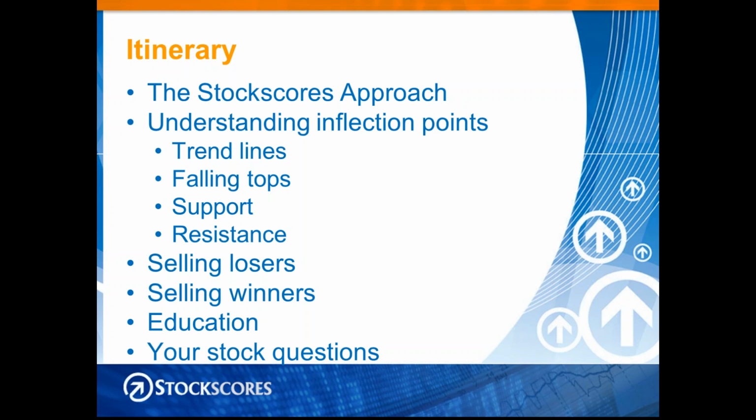All right, so the itinerary for today's presentation, we will begin by talking a little bit of theory about the stock scores approach, why I use charts, what fundamentals are, that sort of thing. Then we're going to talk about some of the key concepts to determining when to exit a trade. And we'll begin with something called inflection points. Then we'll talk about trend lines, falling tops, support, resistance. Talk about when to sell our losers and also when to sell our winners.